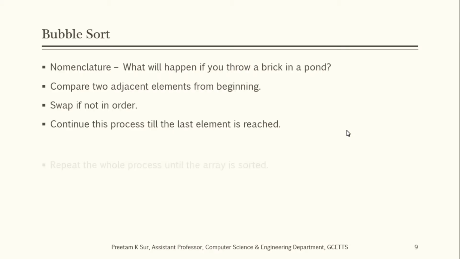Okay, so as soon as the first iteration is complete, the highest element is going to get into the last place in the array. So we'll continue this process for the rest of the elements except the last position. We'll repeat the whole process until the array is sorted. Once the second iteration is completed, we'll have the second highest element in the second last position, and like that it will continue, and finally it will sort the whole array using the bubble sort algorithm.